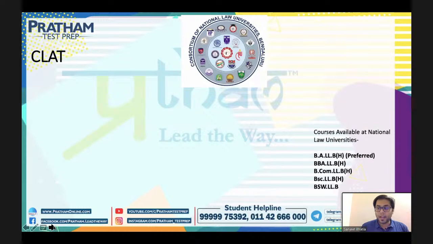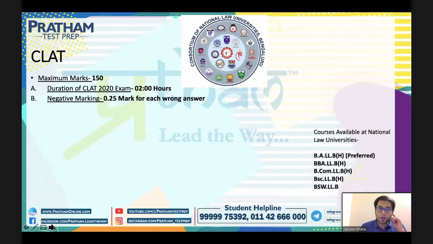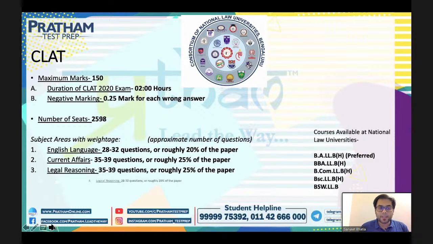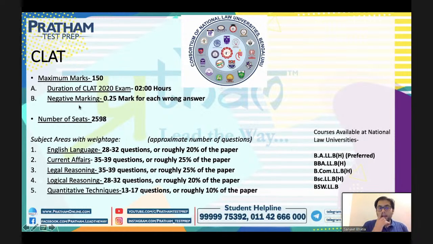Okay, coming to the next part, what the CLAT examination is all about. It is a 150 marks paper with a maximum duration of 2 hours, and also with negative marking of 0.25 for each wrong answer that you give. There are 5 subjects in the paper, as we all know, that is English language, current affairs, legal reasoning, logical reasoning, and quantitative techniques, right? So this is very, very important for us in this examination.